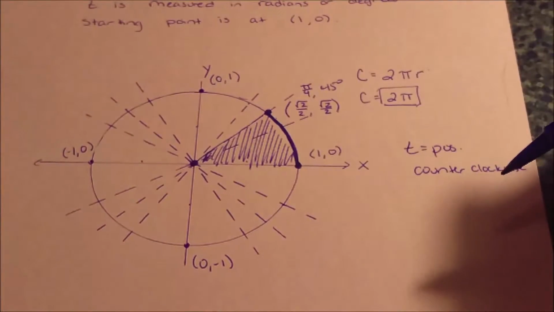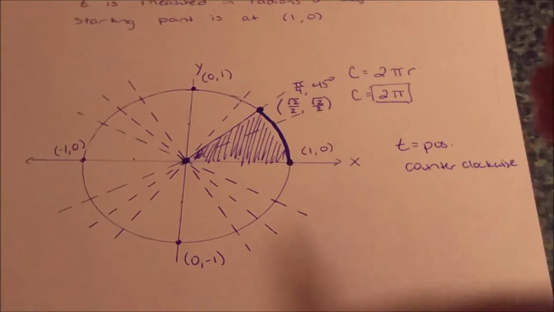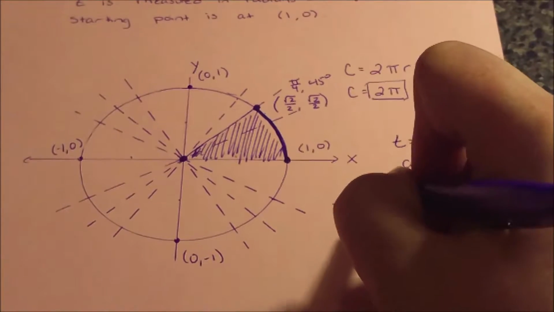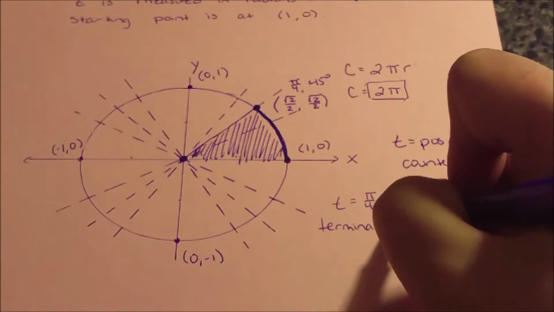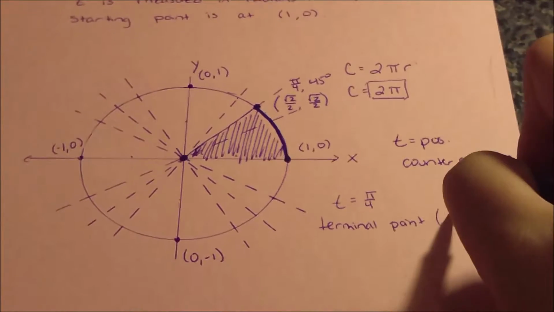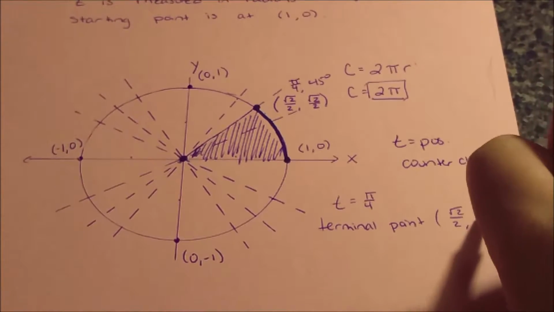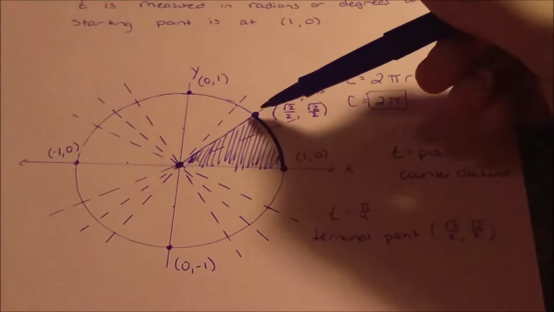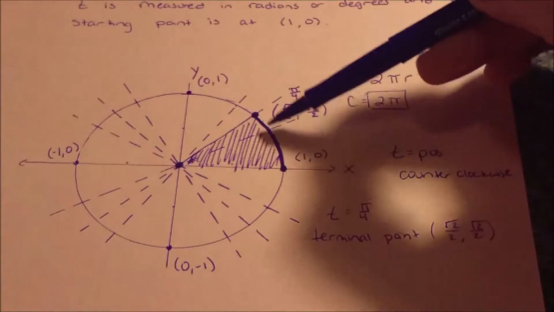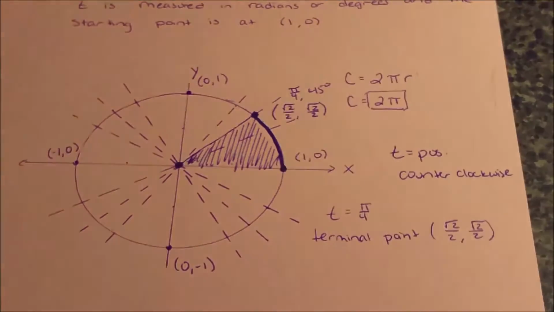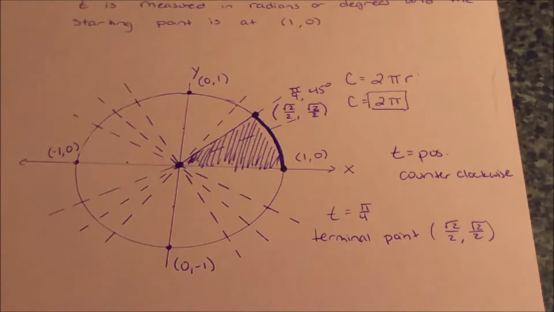That is the terminal point for pi over 4. So when t equals pi over 4, the terminal point is the point in space where we stop after we've measured a pi over 4 distance around the circumference of the circle. Now, later on, you will need to know what a terminal side is, especially if you're trying to use the reference angle definition.